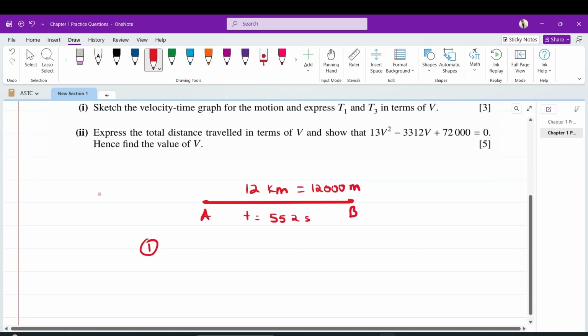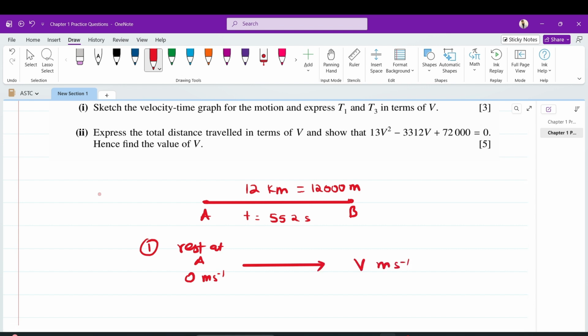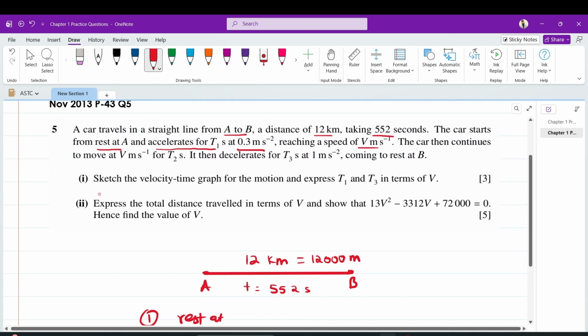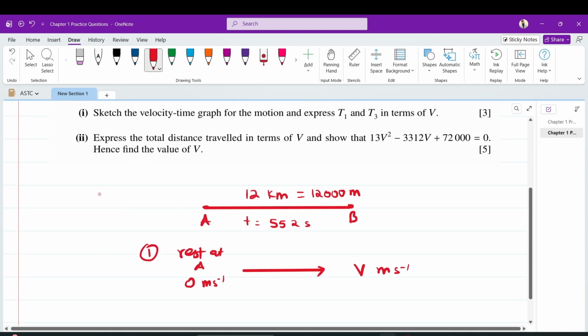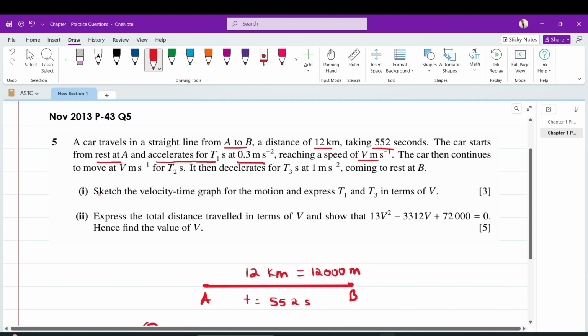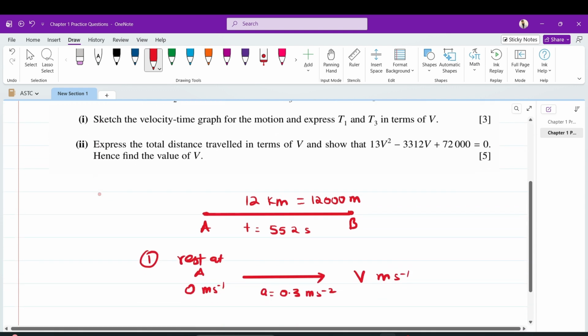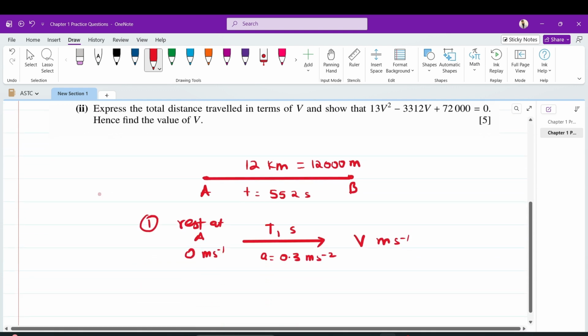Okay. Now the first part of the journey is that it is at rest at A, that is 0 meters per second, and then it reaches velocity v meters per second. All right. Now the acceleration during this part of the journey is 0.3 meters per second square. Okay, that's all that we know about the first part of the journey. The car then continues to move at v meters per second for t2 seconds. Okay, also this is t1 seconds.